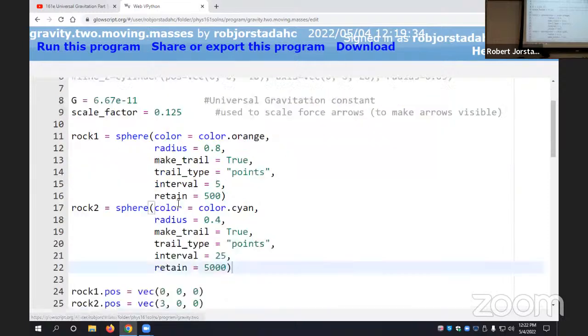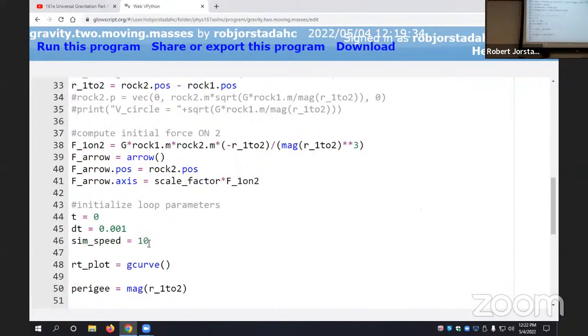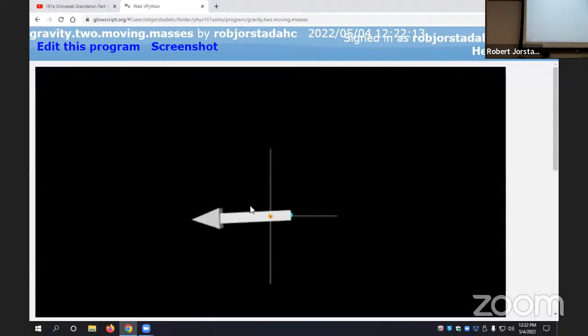Let's just look at this here. Oh, and I wanted to change the sim speed. Just go to 1 speed. So what we have here is an object that's orbiting. Michael, can you see that online? Jules, is it showing? Okay, it's good. Yeah, I can see it.